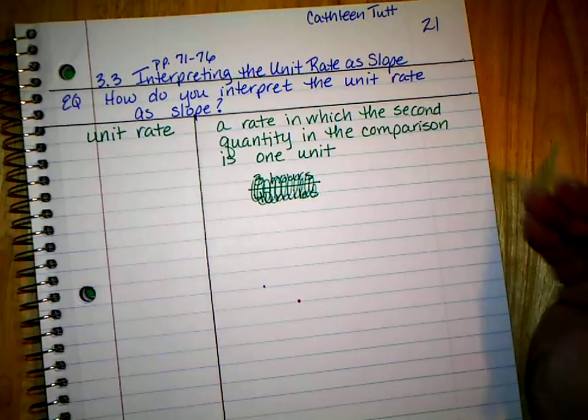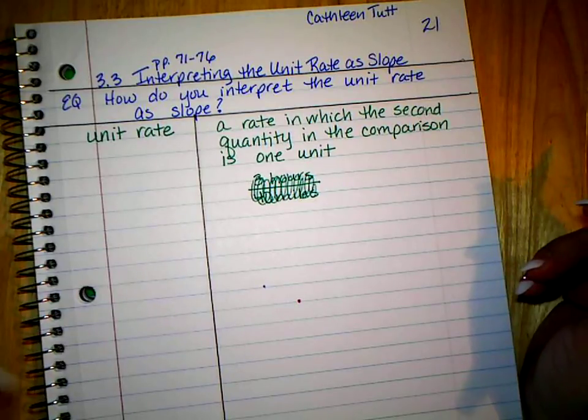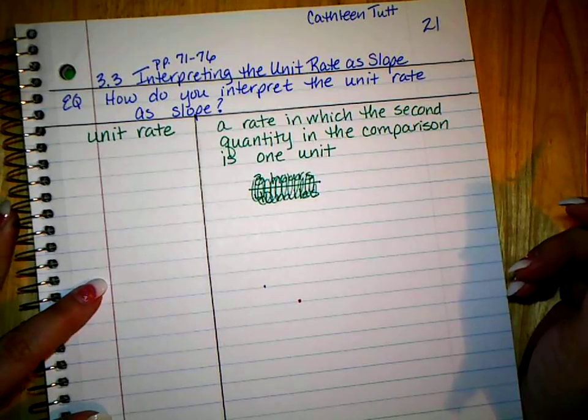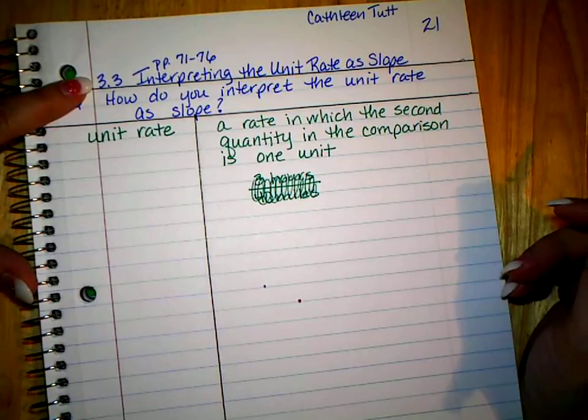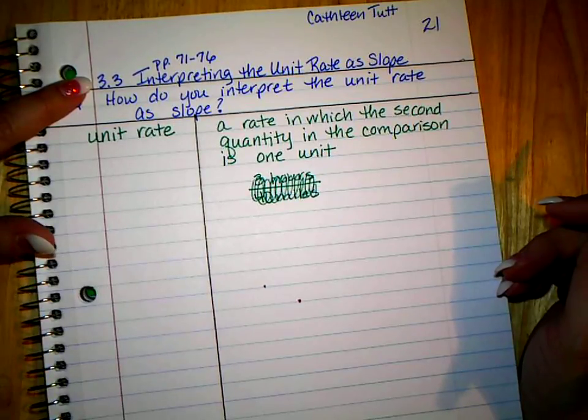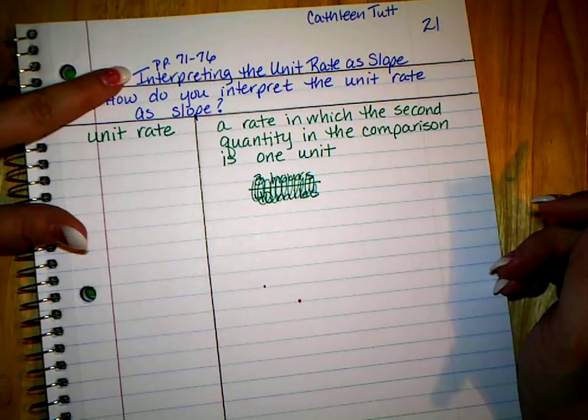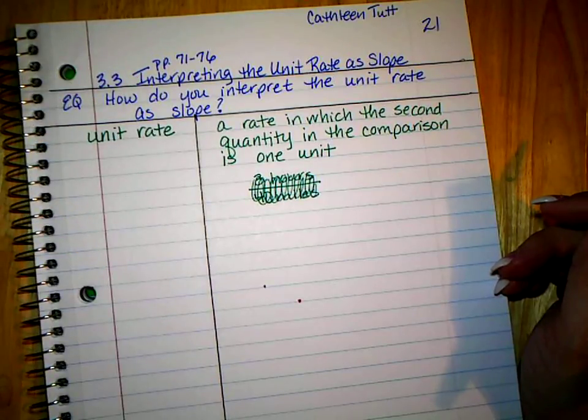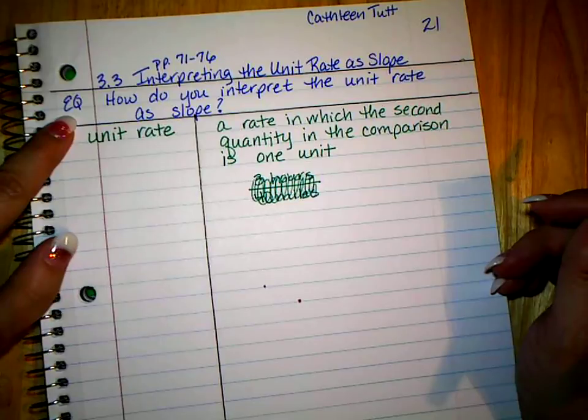Okay, I've already started these notes, so we need to get you caught up. We are doing 3.3, Interpreting the Unit Rate as Slope, which is pages 71 to 76 in your book. Your essential question is, how do you interpret the unit rate as slope? Pause the video if you need to.